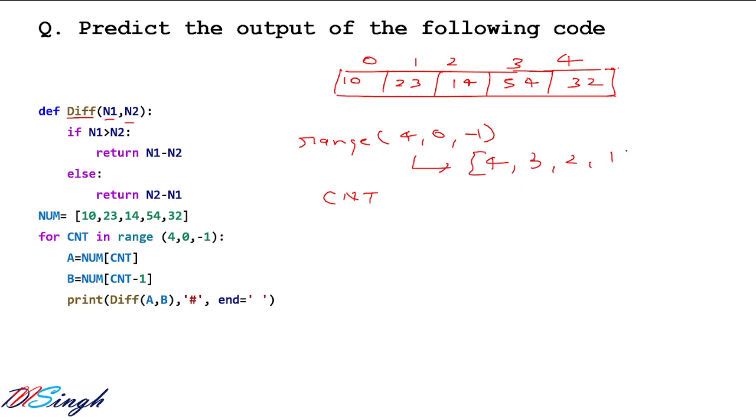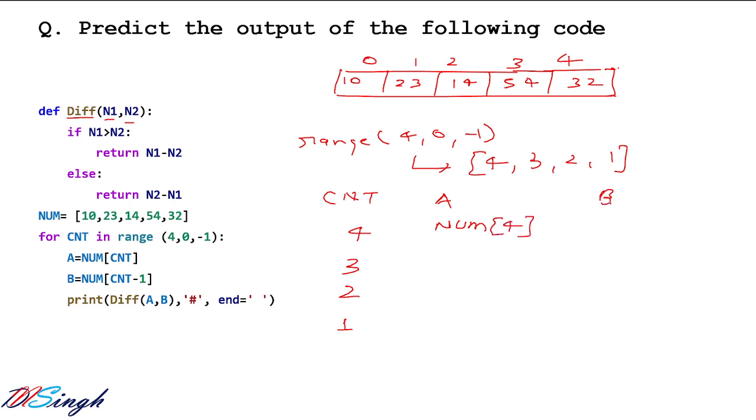These are the values which are going to be generated by this range function. So CNT will assume 4, 3, 2 and 1. Then what you are going to get here is a equal to num of CNT. So what is the a value? Num of CNT is what? 4 for the first time.